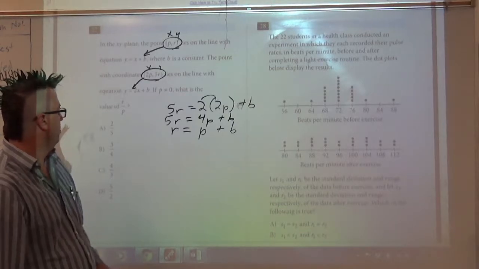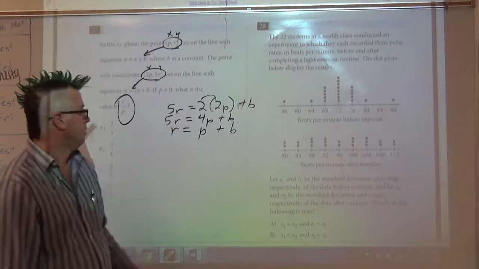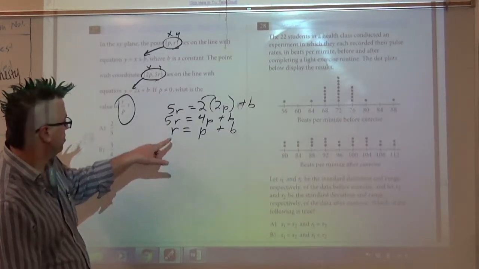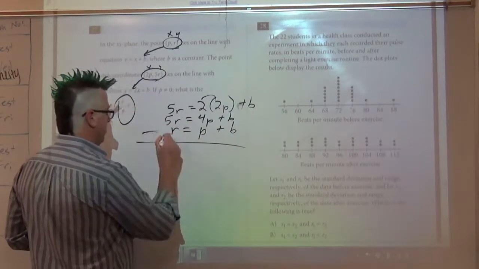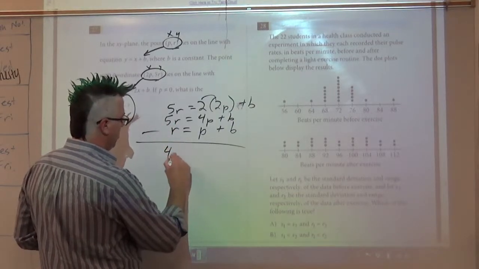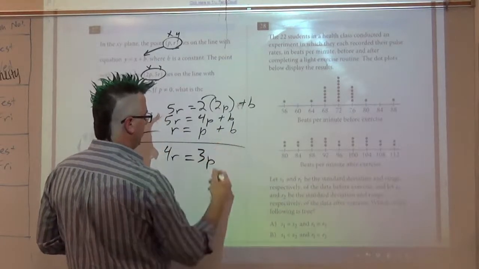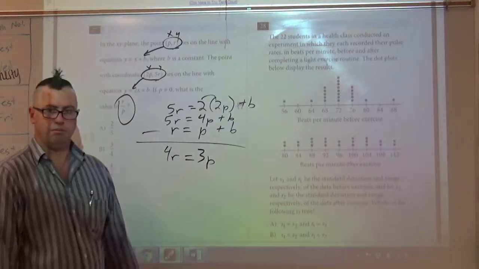Now what I need to do, I need to get something that looks like r divided by p. And I've got two equations. I need to get one equation. So I'm going to subtract this whole bottom equation from the top equation. So 5r minus r, I get 4r. 4p minus p, I get 3p. And my b's are gone. So now I just have r's and p's.